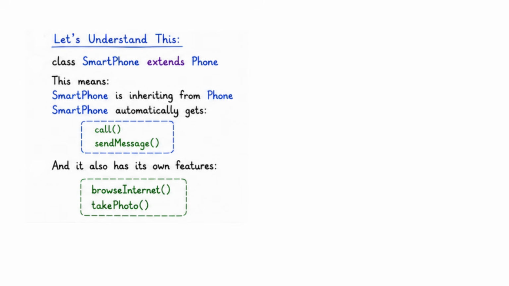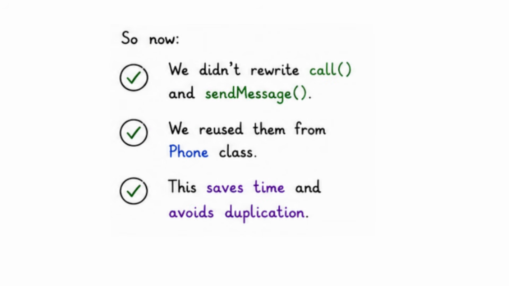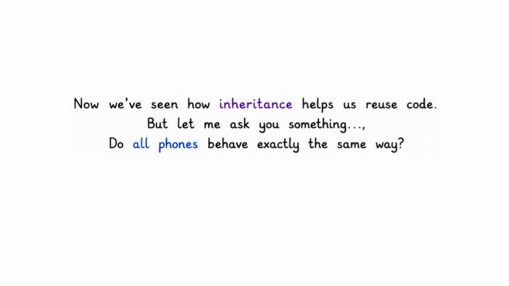So it automatically gets these behaviors, call and send message, and it also has its own features like browse internet and take photo, right? So using inheritance, when we create an object of SmartPhone, we can call any of the methods: call, send message, browse internet, take photo. We did not rewrite call and send message for the SmartPhone class. We reuse them from the Phone class. So this saves time and avoids duplication, right?